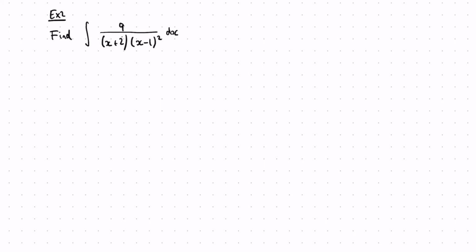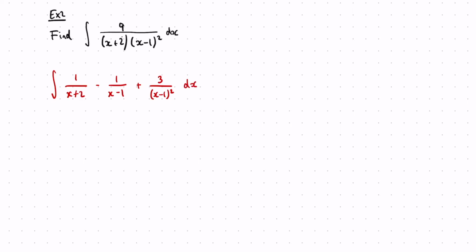So I'm going to skip through the partial fraction bit. If you're wondering how to get there, go back and watch a partial fractions video. But what you're going to end up with is you're wanting to do the integral of 1 over x plus 2 minus 1 over x minus 1, plus 3 over (x minus 1) squared.